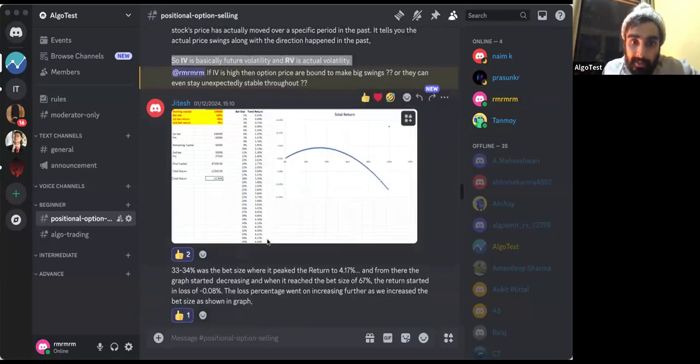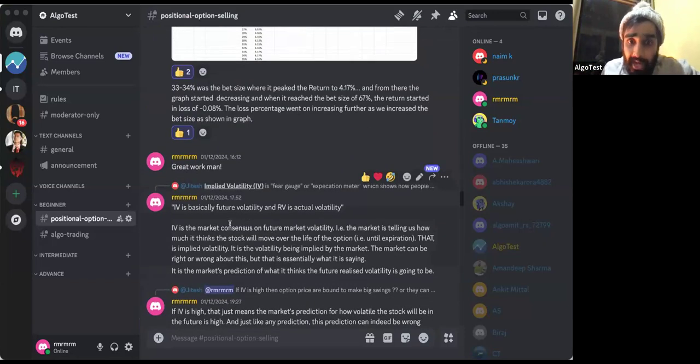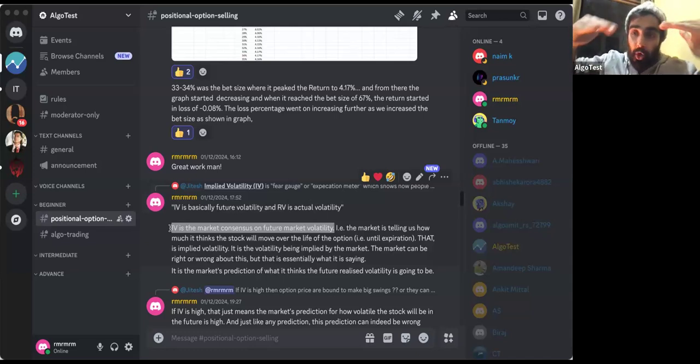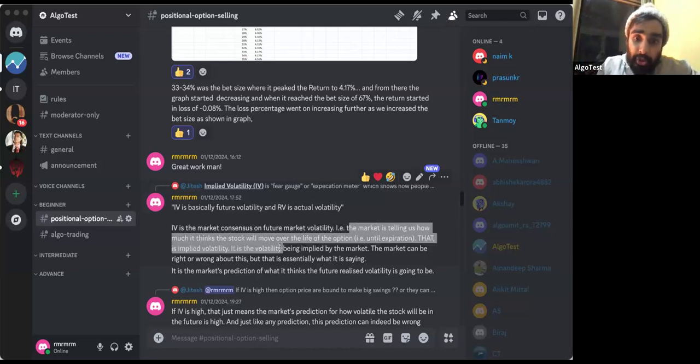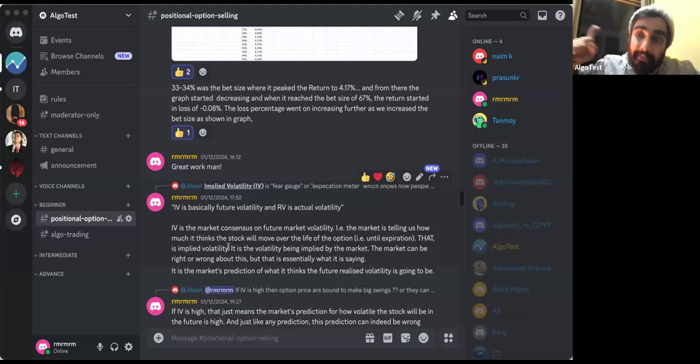So again, my answer was IV is the market consensus on future market volatility. The price at which demand and supply met of that particular option is implying a volatility. The buyer and the seller are agreeing, okay, this is what the price is, and the price has a corresponding volatility attached to it, the implied volatility that comes from the Black-Scholes model. And that price is telling us how much it thinks the stock will move over the life of the option until expiration, right? And that is implied volatility. So the implied volatility is trying to predict what the realized volatility is going to be over the life of the option.